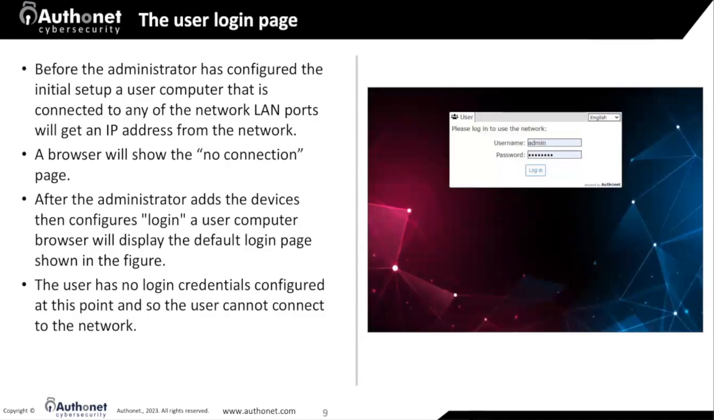Now, the user will see a login page eventually when users have been configured. Initially, no devices are configured, no users are configured. A browser will show no connection, although the computer will get an IP address from the DHCP service in the business network. In order for the user to see a login page, the administrator must add devices and add users.